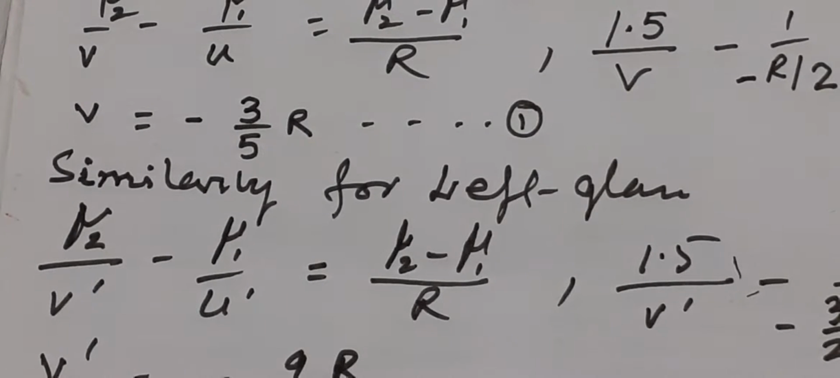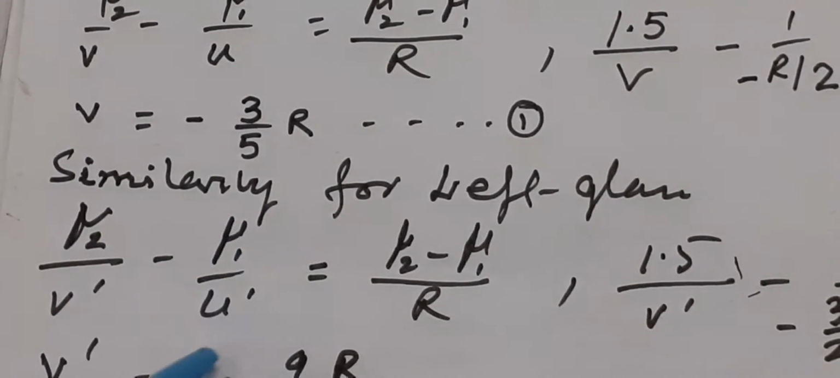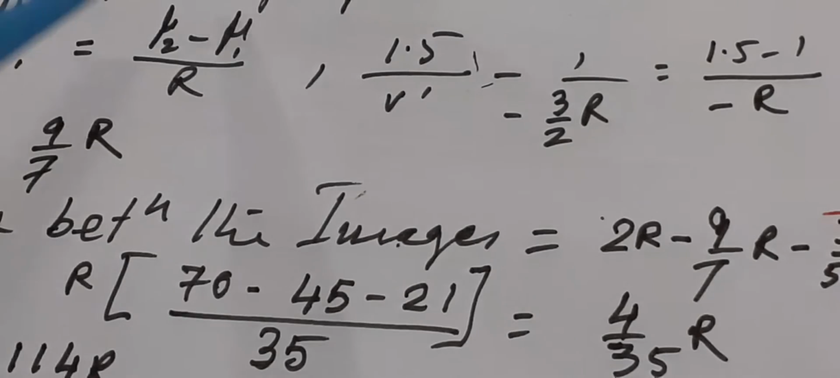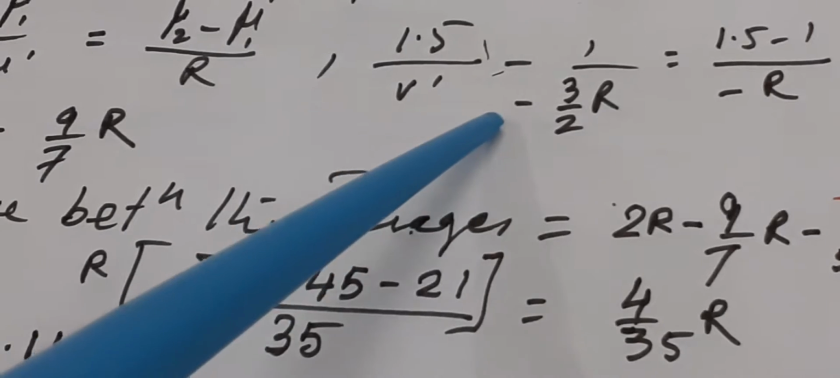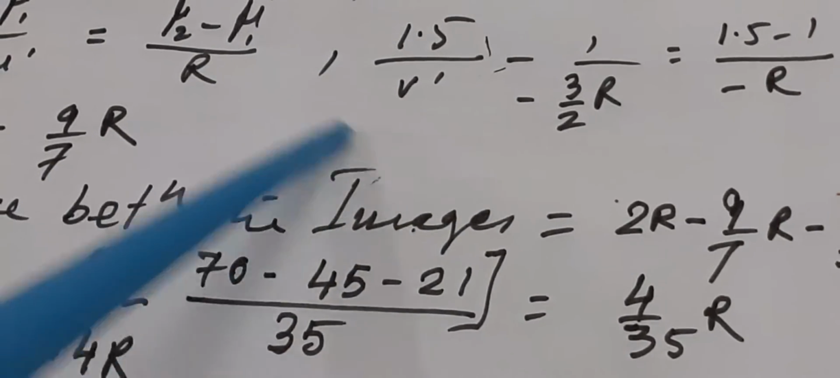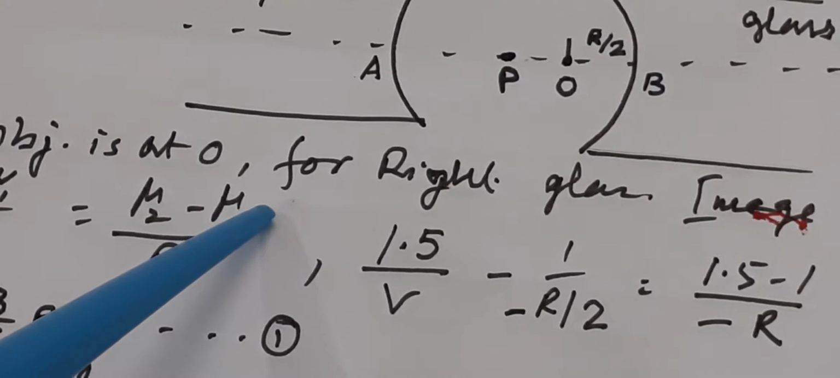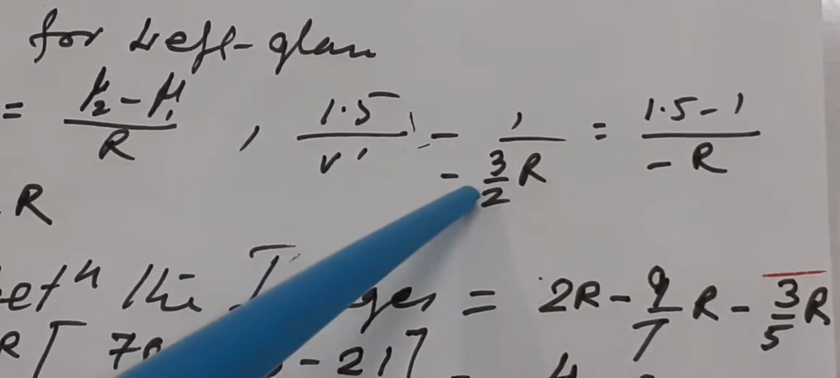Now similarly for the left side glass, we will get mu2 by V dash minus mu1 by U dash equals mu2 minus mu1 by R. In the same manner, 1.5 divided by V dash minus 1 by minus 3 by 2 R equals 1.5 minus 1 divided by minus R. You know that the distance from A to position O is R plus R by 2, that means 3R by 2, and negative because it is against the direction of light.